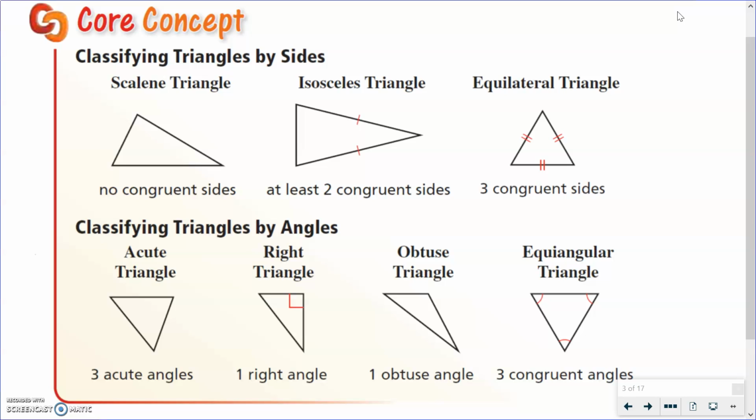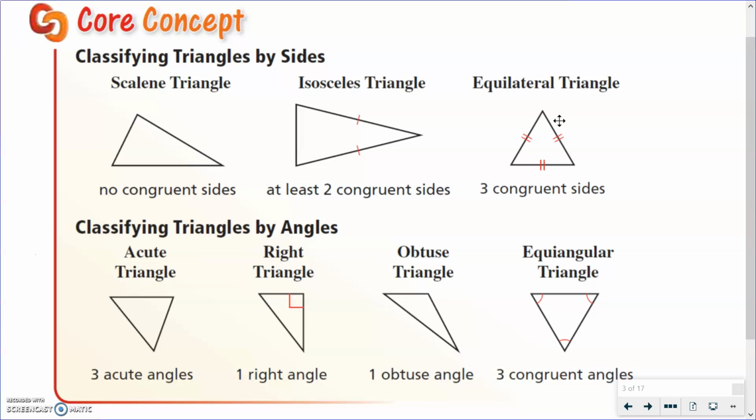So we're going to talk about classifying triangles today to start with, and the first way you can classify a triangle is by the lengths of its sides. A scalene triangle has no congruent sides, an isosceles triangle has 2 congruent sides, and an equilateral triangle has 3 congruent sides. The other way you can do it is by the angles in the triangle.